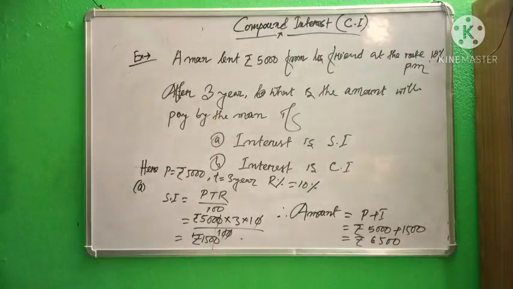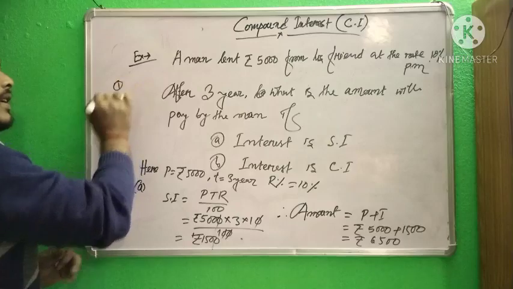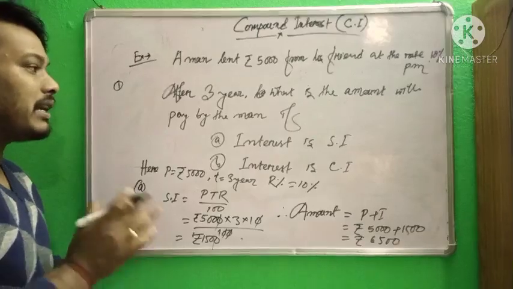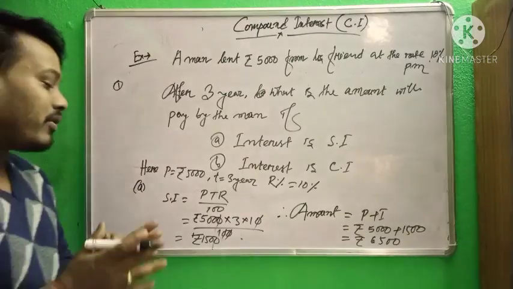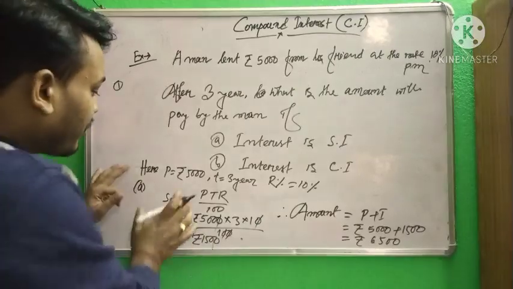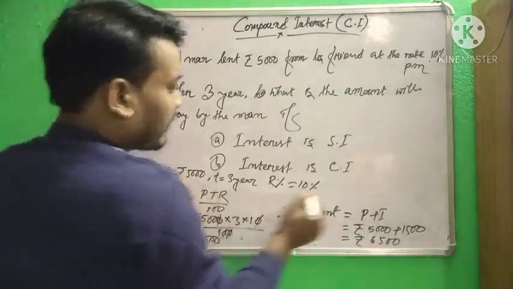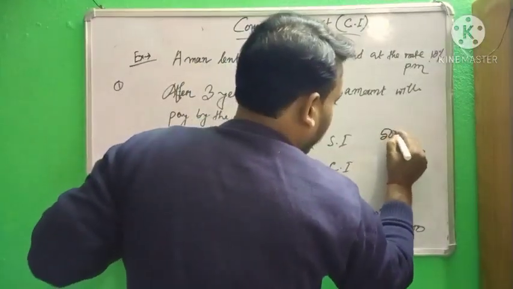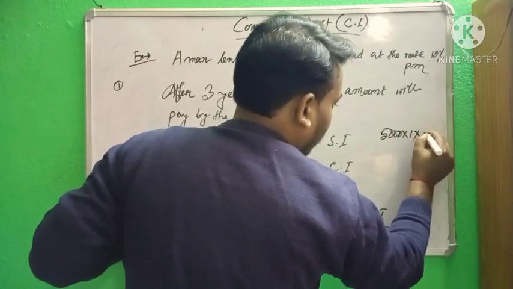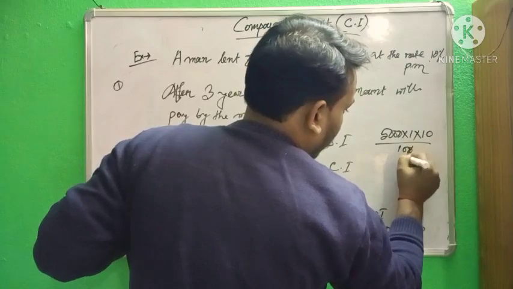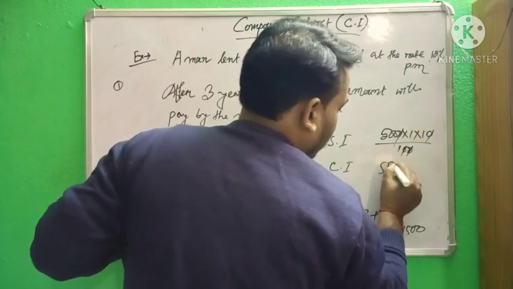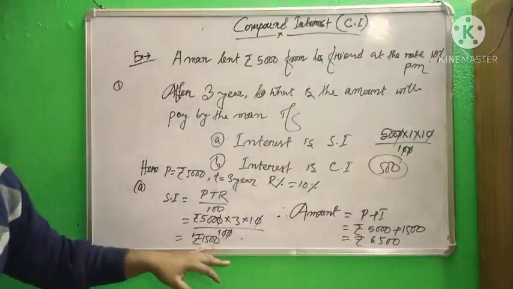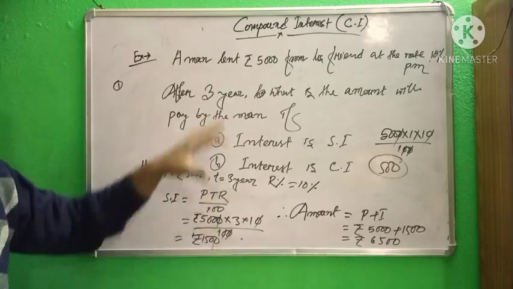And what is the note? Simple interest is always calculated on principal, and each and every year the amount of interest is the same. So for the first year, for 1 year, what is the interest? 5,000 into T, that means 1, into R, that means 10, by 100. So in 1 year the interest is 500, so in 3 years the interest is 1,500. Okay, that's why the note is written in this way.